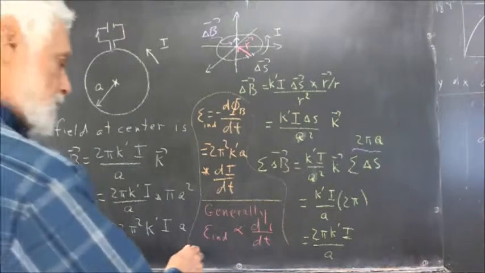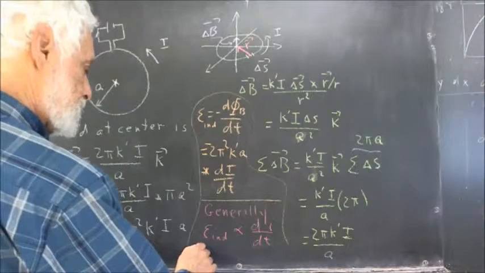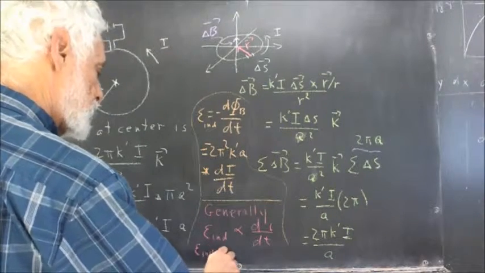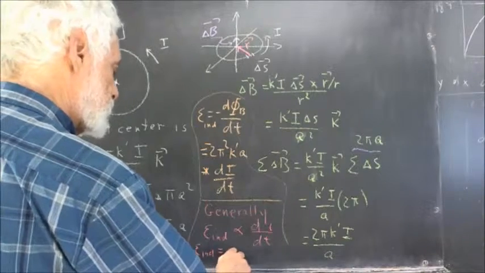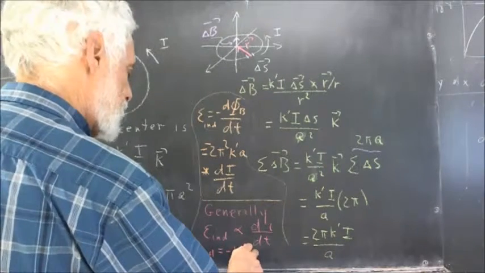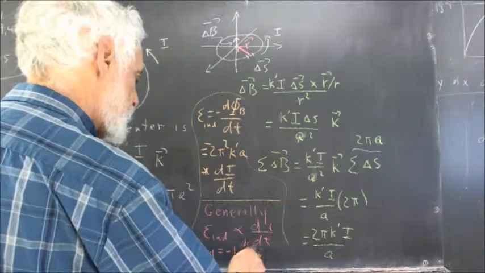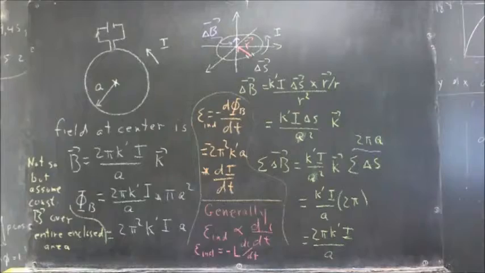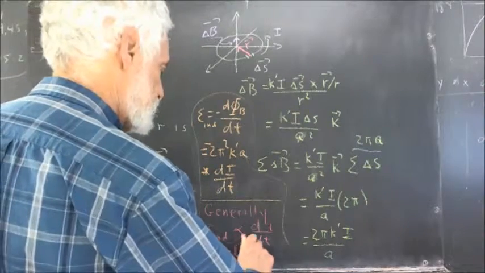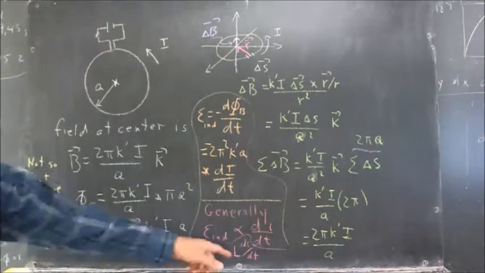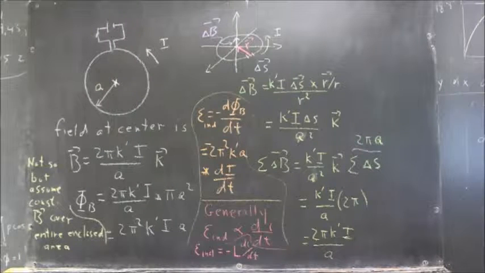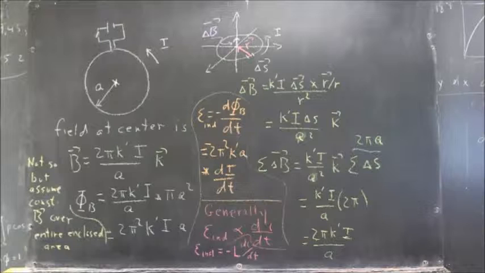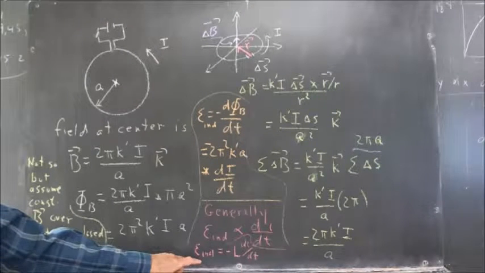And see if I've got room to write this. The induced current, we're going to say, is equal to negative L times di dt. And hopefully that's legible down there. L is called the inductance, and E is again the induced EMF.